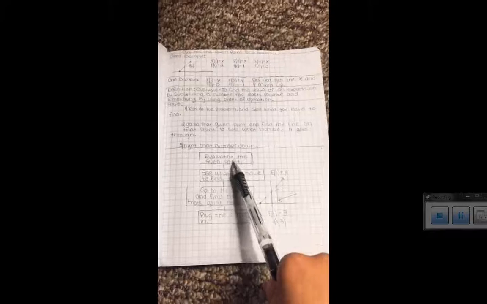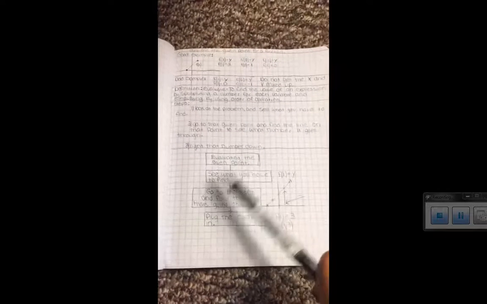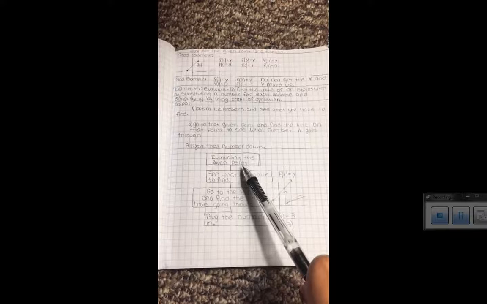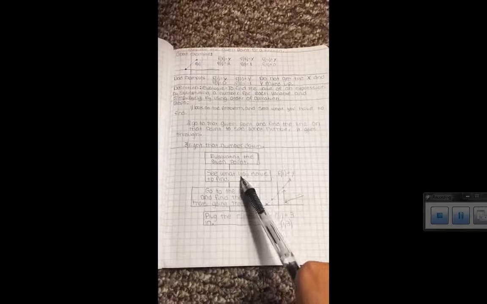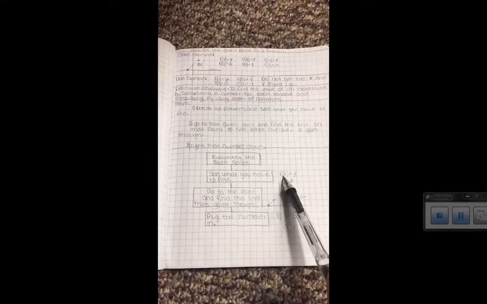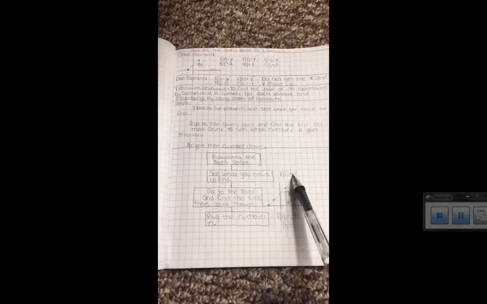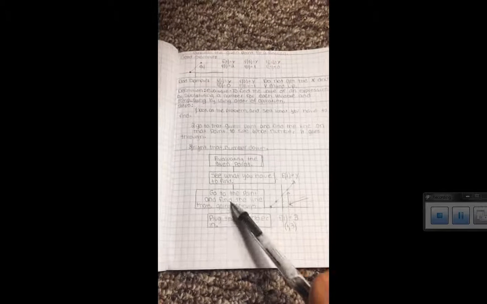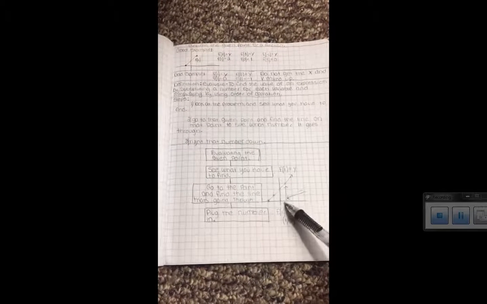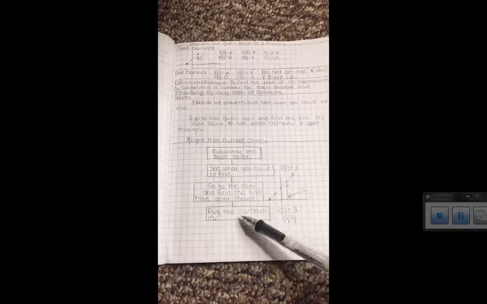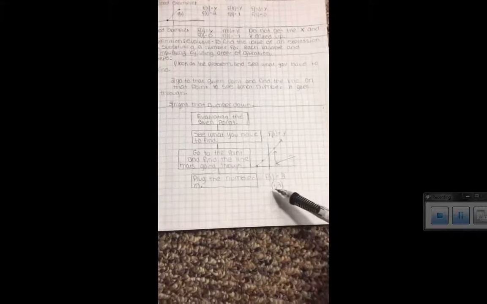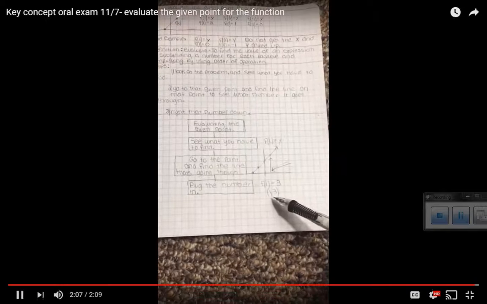So for an easier way to explain it, I did a chart. So evaluating the given points. First you have to see what you have to find, which I did f of 1 equals y. You have to go to that point right here and go all the way up to find the line that's going through, and then plug the number in, which is right there.